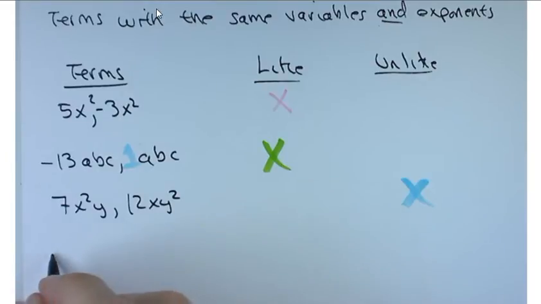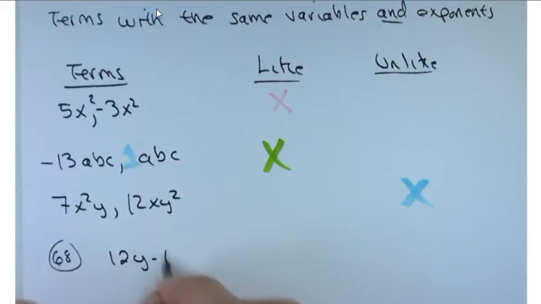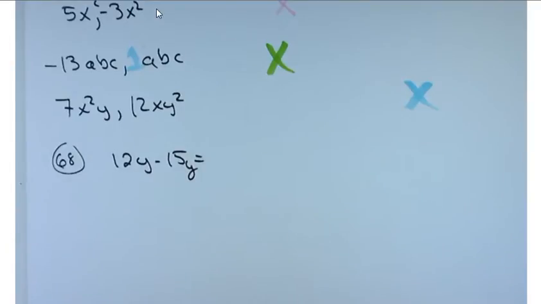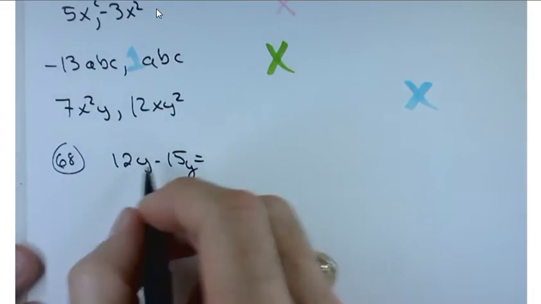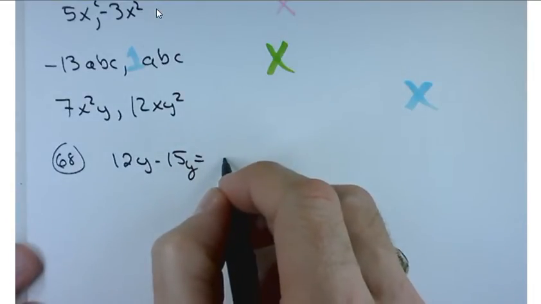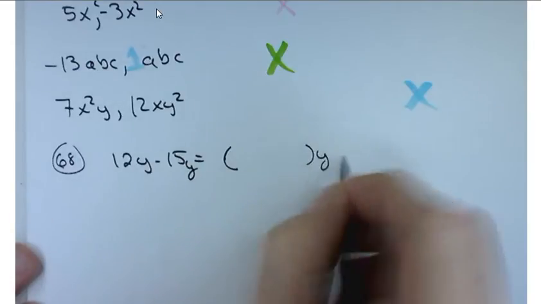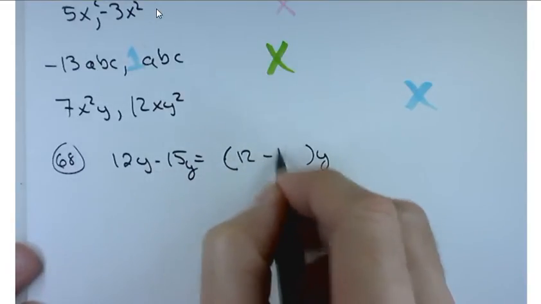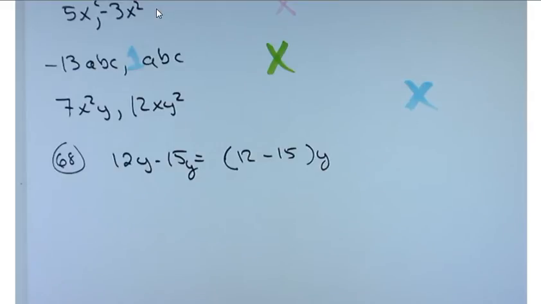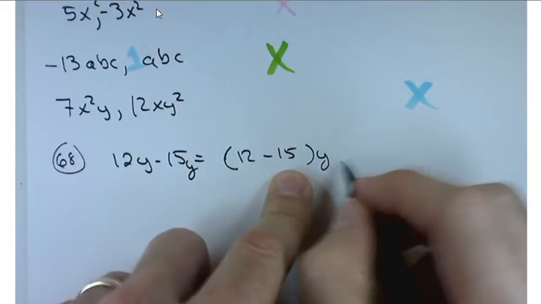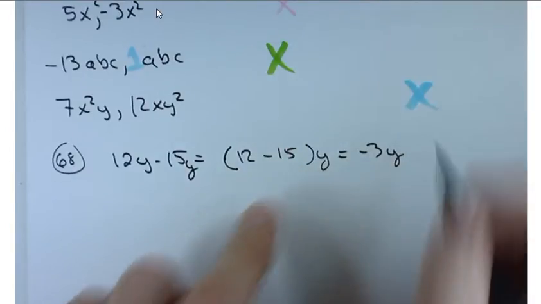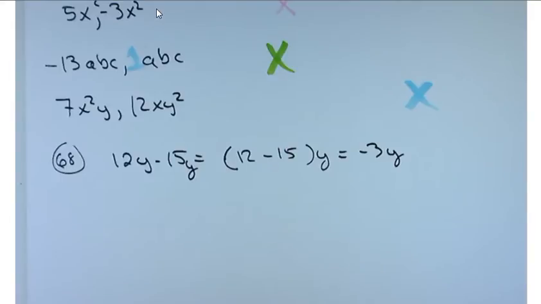So let's see that with problems like number 68. 12y minus 15y. Now it's kind of the long way about it, but let me just show you this once. If you really wanted to, you could factor out the y. That is, I could kind of undistribute. That leaves me with 12 minus 15. What's 12 minus 15? Negative 3. And so I'm left with negative 3 times y.